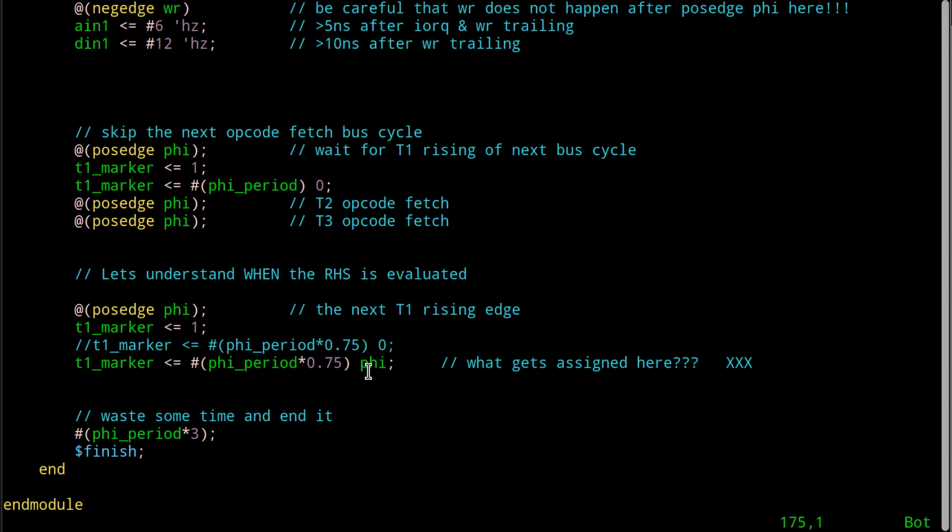So clearly what's happening is phi is sampled when this non-blocking assignment is scheduled. Then it is scheduled to take place 3/4 of a period through, and the 1 is assigned back into T1 marker, which is why it doesn't change its value. It does not put a 0. It does not put phi at this time into T1 marker. It puts phi at the time this was executed into T1 marker at this time. Okay? All right, are we good on this?